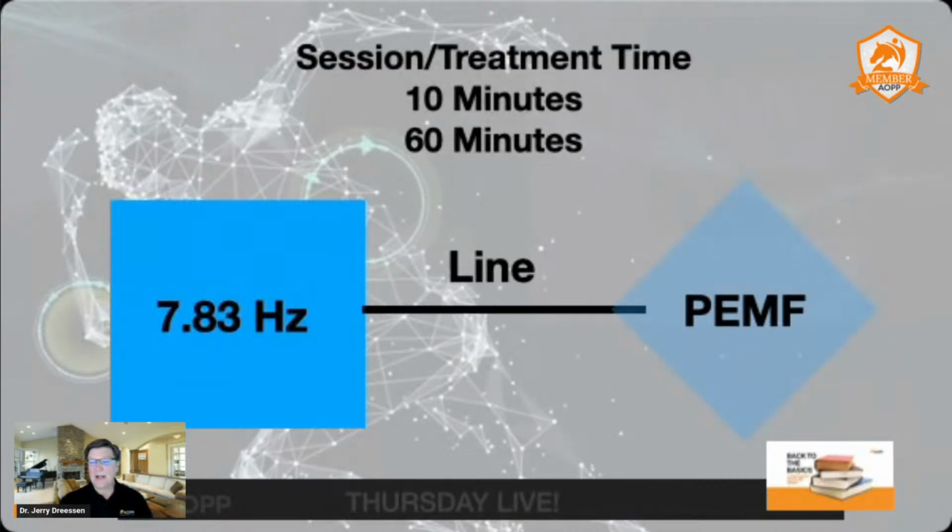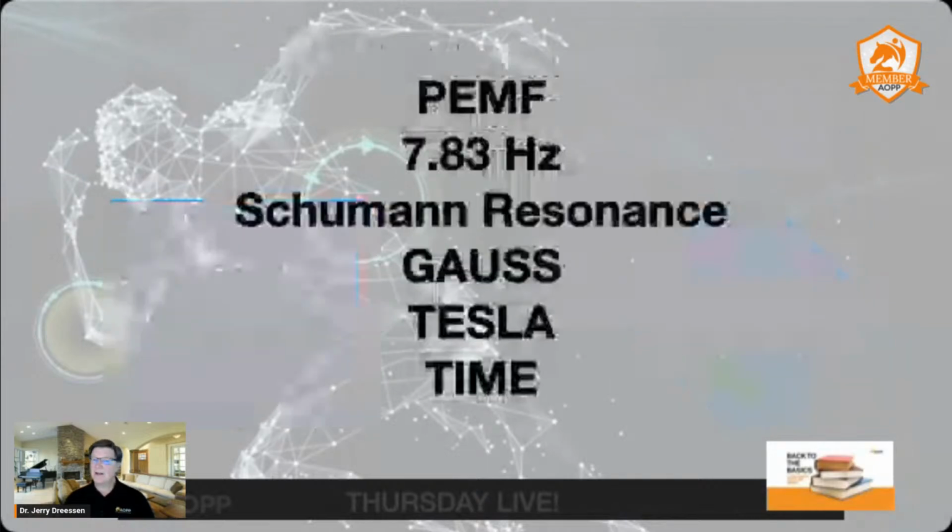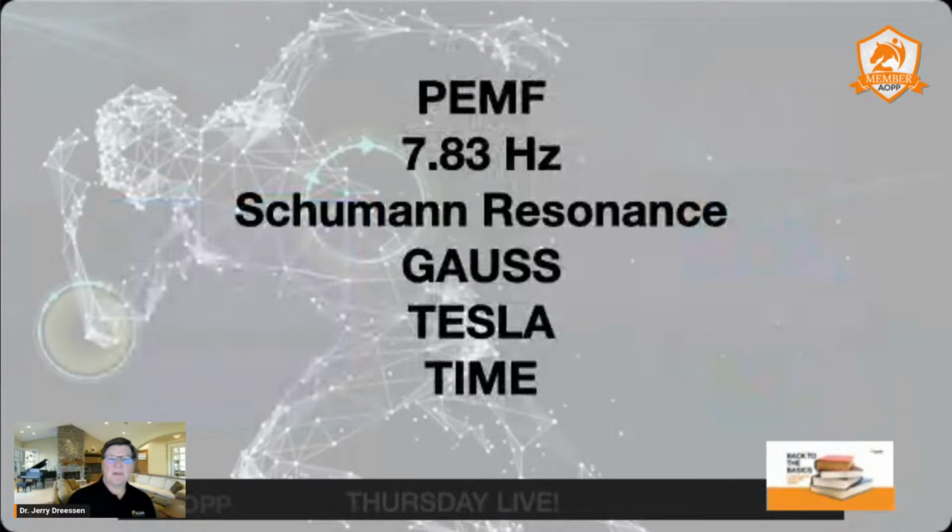But that is what I wanted to talk about today, the basics. We're going through this again. Going back to the basics, I've talked about PEMF. I've talked about what the 7.83 hertz is all about. That is the Schumann resonance. Talked about where it comes from. Talked about Gauss. Talked about Tesla. Talked about time.